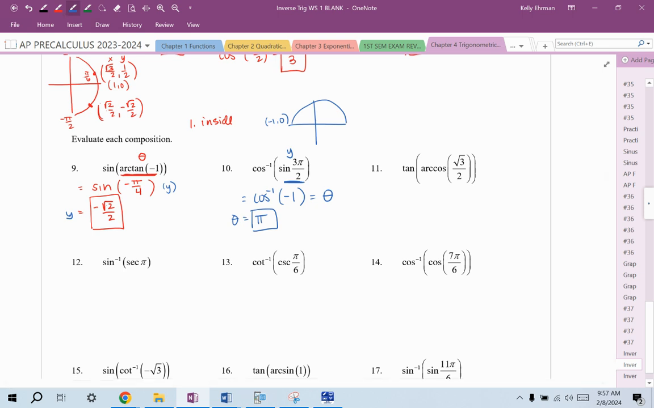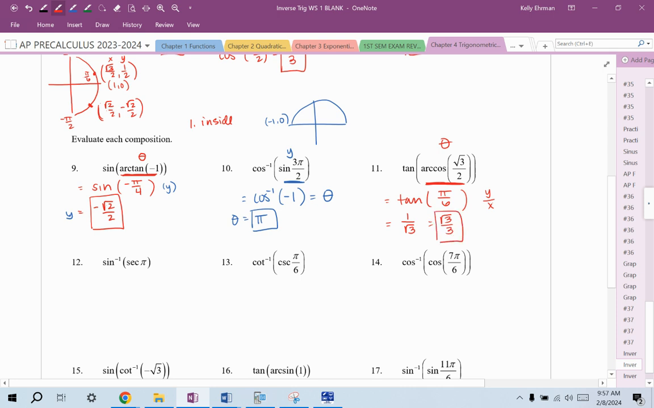Okay, on this one, start on the inside. Arc cosine, so we should be finding an angle to begin with. So this is going to be the tangent of an angle. What angle makes cosine radical 3/2? That's π/6. Now it's what's the tangent of π/6? Remember, that's y/x at π/6. The y-coordinate is 1/2. The x-coordinate is radical 3/2. That's 1/radical 3. And then we'll simplify that to radical 3/3.